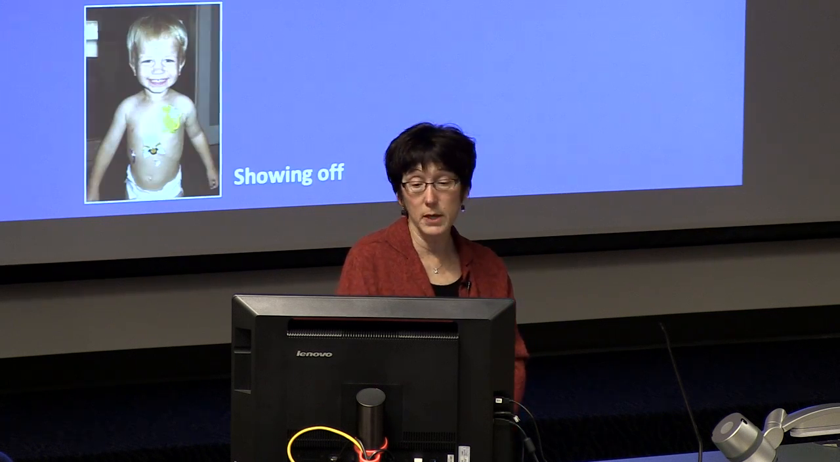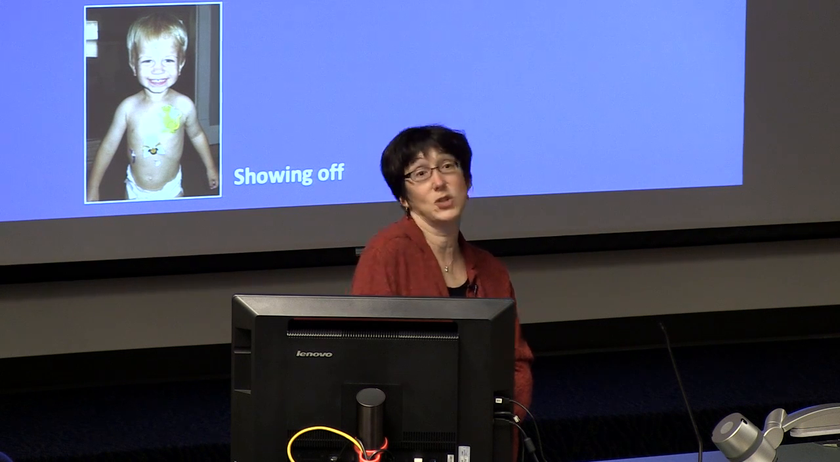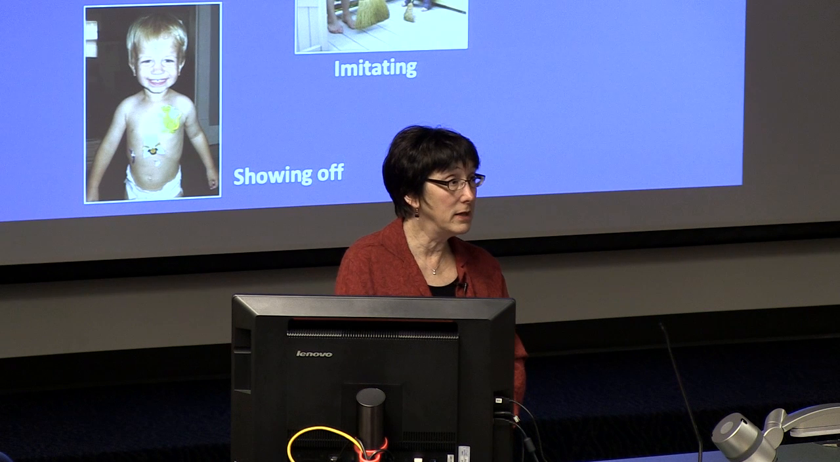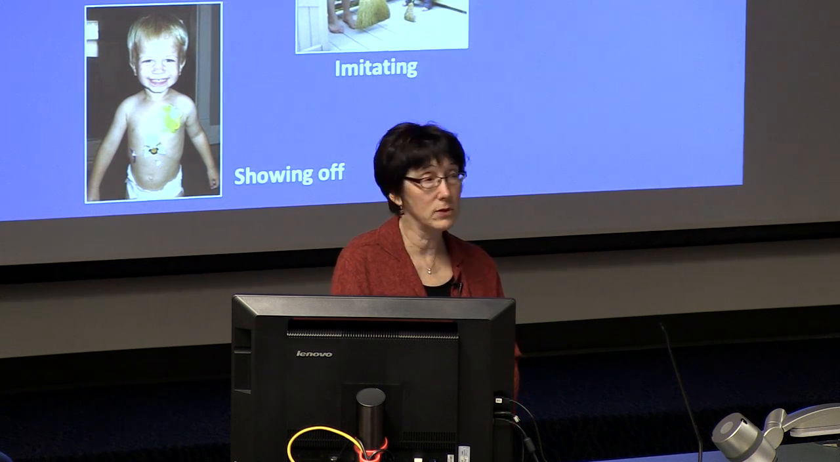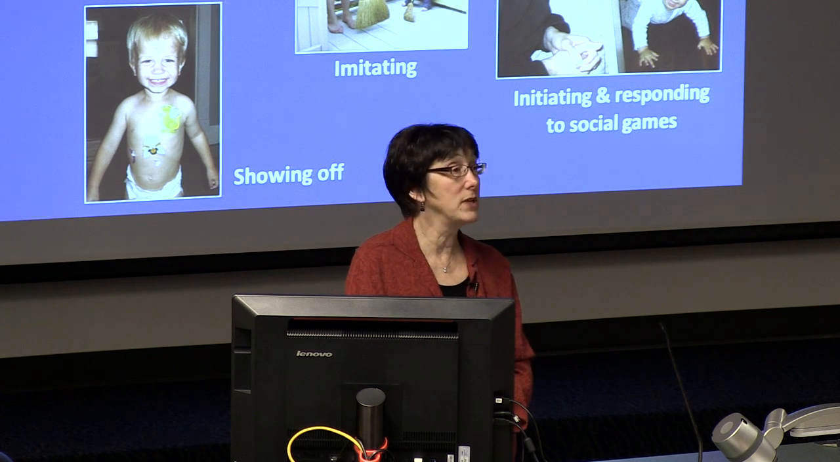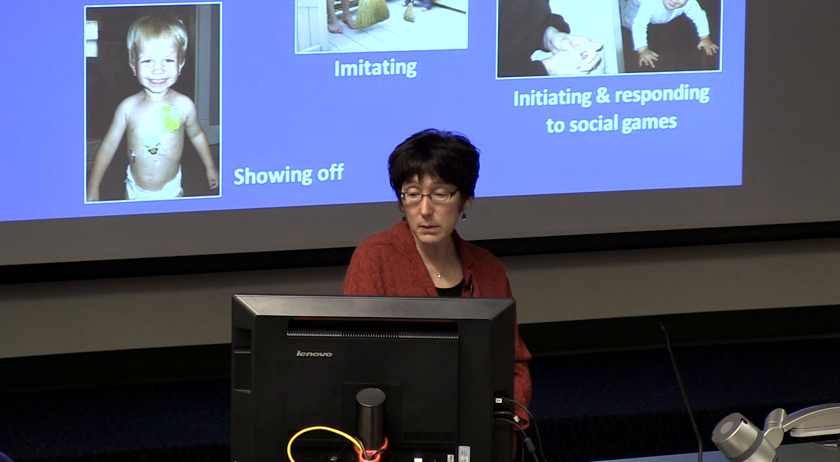So social emotional reciprocity, we see things like, these are things we see in typical children, but we don't see as much in autism. Sharing enjoyment, showing off. This kid puts stickers all over his body and he's showing his parents, like, look at me. Imitating parents, this child is imitating her mom sweeping. Both initiating and responding to social games, pat-a-cake or peekaboo.